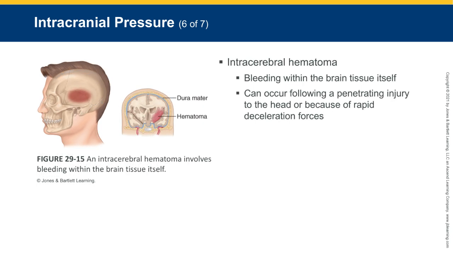Intracerebral hematomas involve bleeding within the brain tissue itself. These injuries may occur after penetrating trauma or rapid deceleration forces. The severity depends on the size and location of the bleed. Intracerebral hematomas can cause progressive neurological deterioration and require immediate medical intervention.